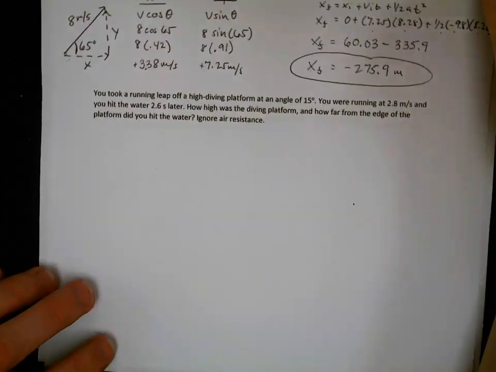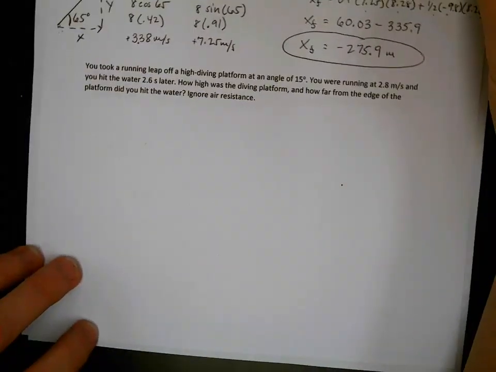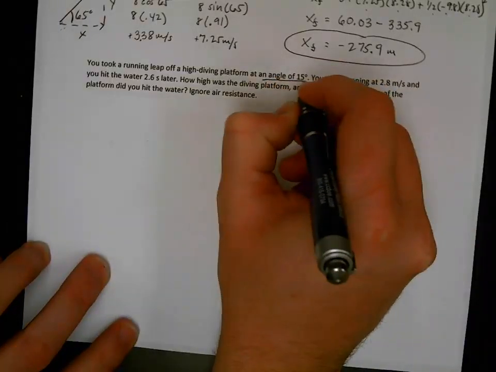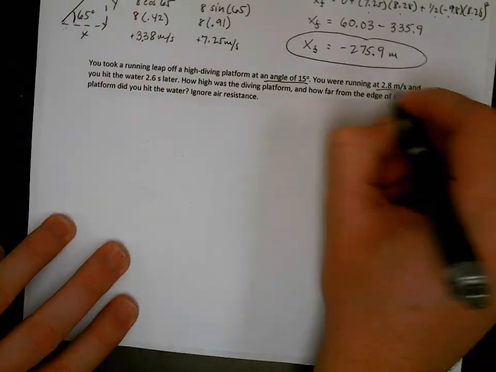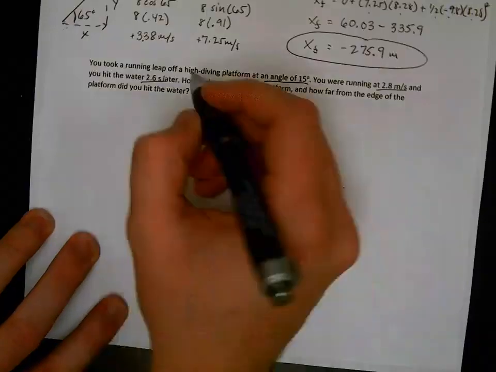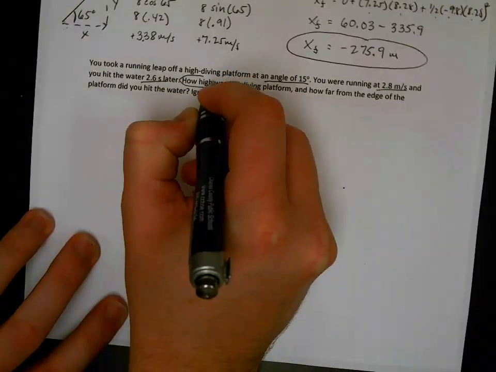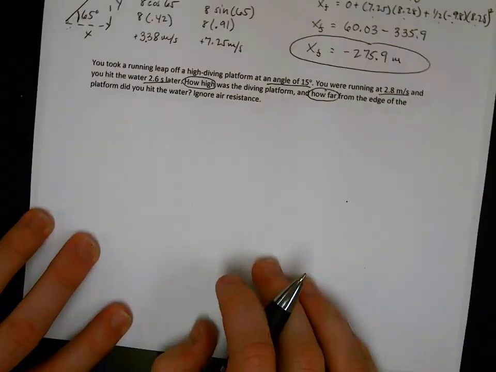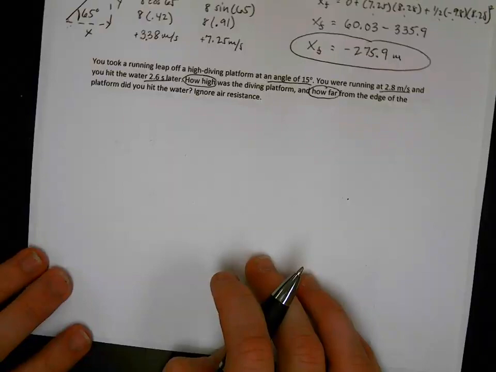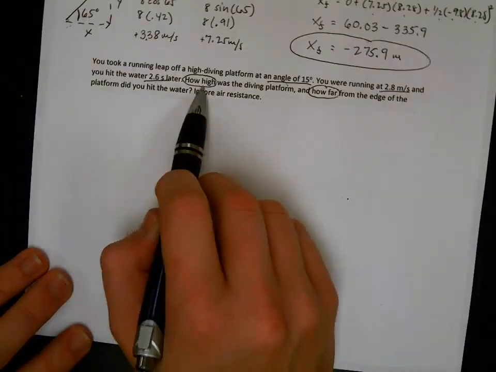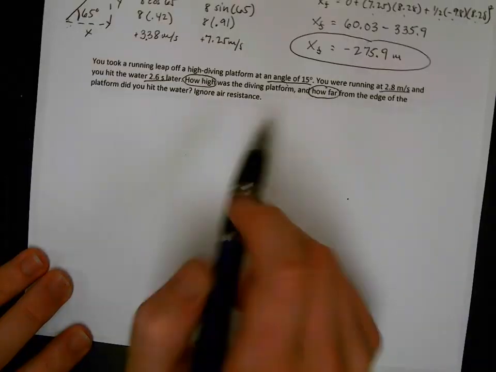All right, let's look at the second one here, if I can get it centered. You took a running leap off a high diving platform at an angle of 15 degrees. You were running at 2.8 meters per second, and you hit the water 2.6 seconds later. We want to know how high was the diving platform and how far from the edge of the platform did you hit the water. All right, so there's our important stuff: angle, initial velocity, time. We want to know how high, and we want to know how far.